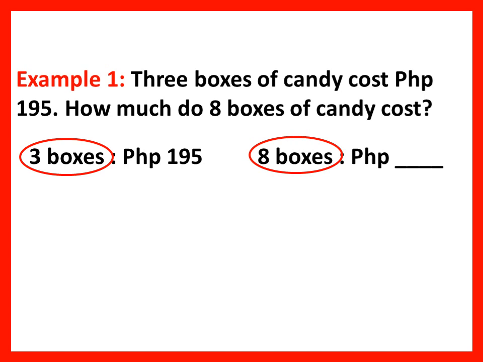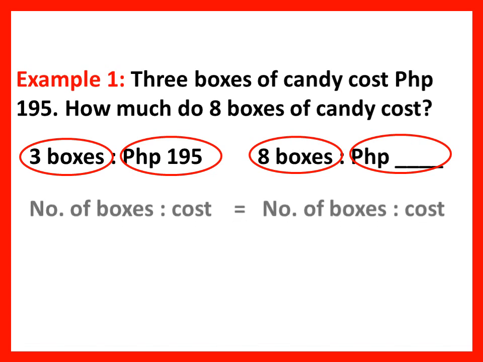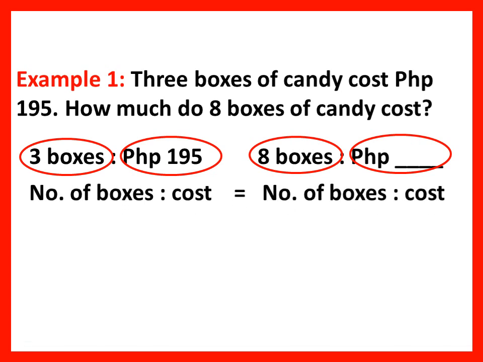Looking at their arrangement, the first term of the two ratios, or the antecedent, is the number of boxes. The consequent, or the next term of the ratios, is the amount of money. So be careful of the arrangement of your terms. Again, number of boxes is to cost equals number of boxes is to cost.